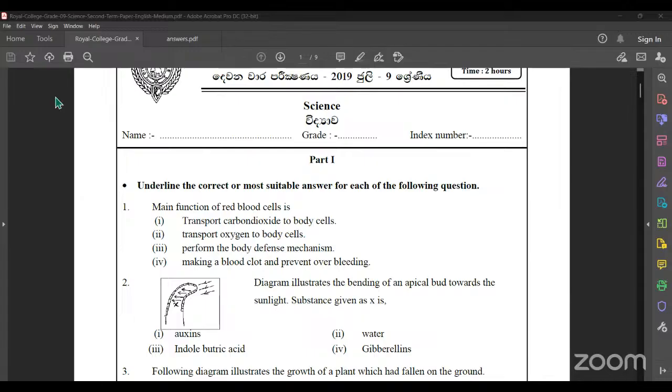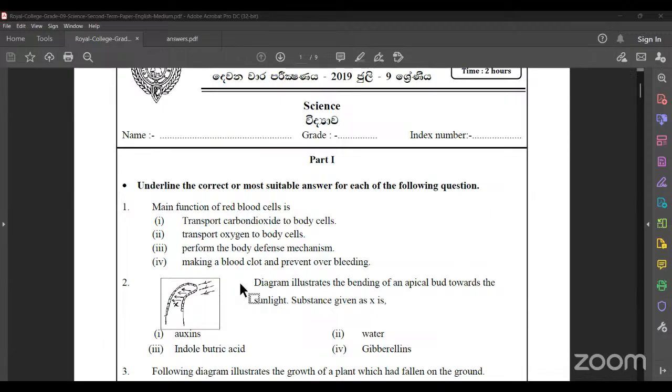I'll be sharing the answers in the group. So first let's discuss it. Perform body defense mechanism is done by white blood cells. And the fourth one, making a blood clot and preventing overbleeding. Who does this part in our blood? Platelets do this blood clotting and they prevent overbleeding.